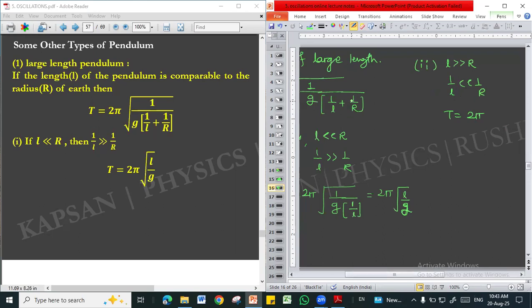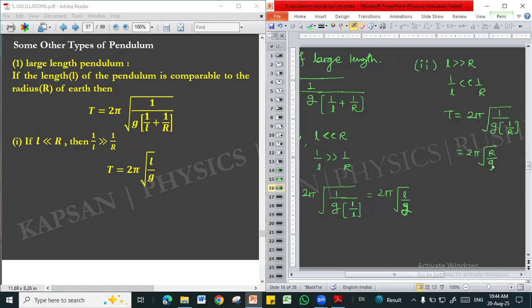Now you have to ignore this 1 by L. If you ignore this 1 by L, you will get this 1 by R. 2 pi into root of 1 upon g in the bracket. Length very large, 1 by length very, very small. So 1 by length very, very small, ignore it. So g in the bracket 1 by R. So your formula will be 2 pi into root of R upon g.